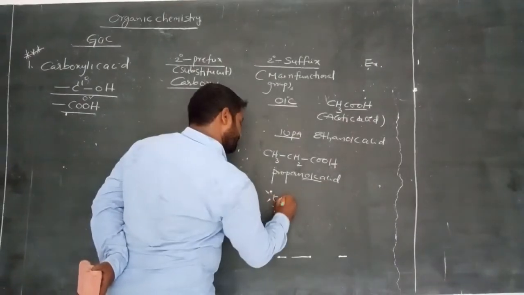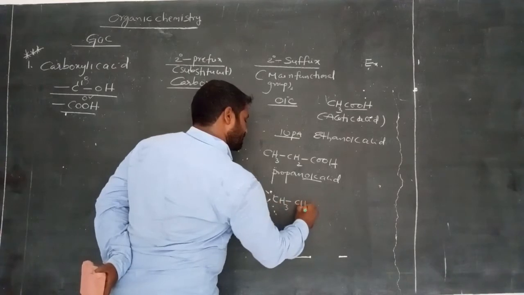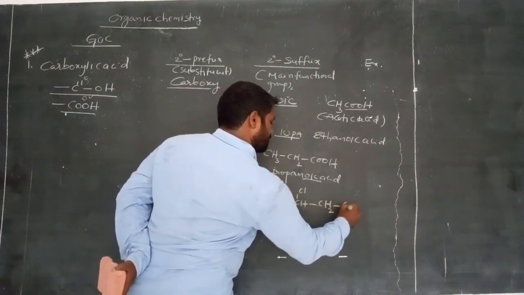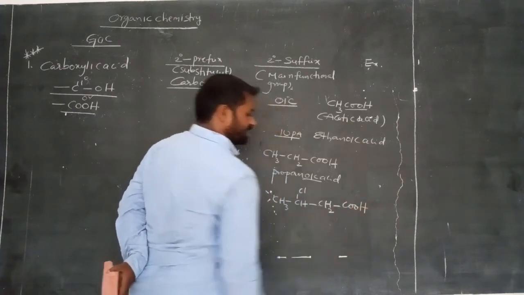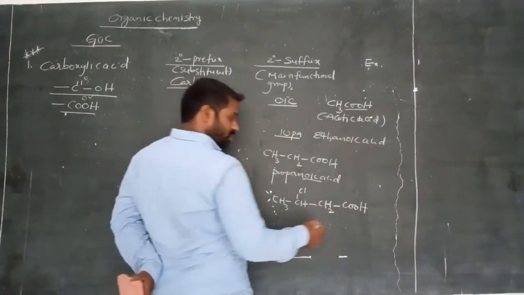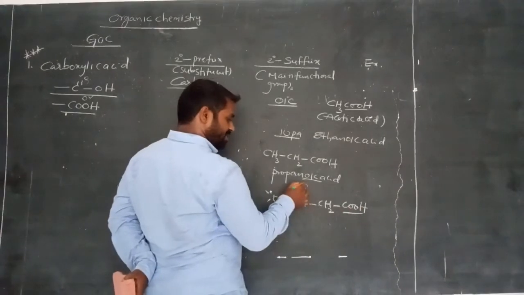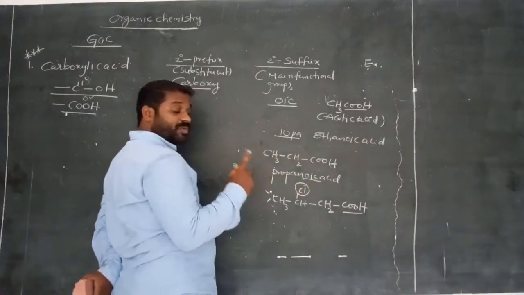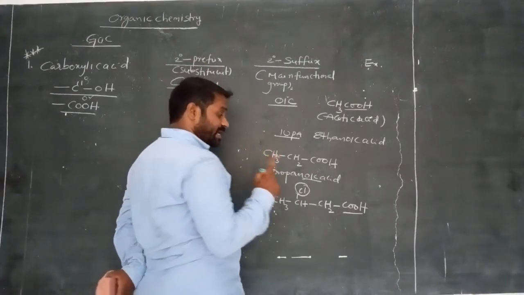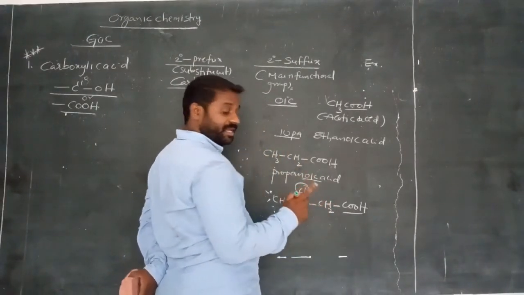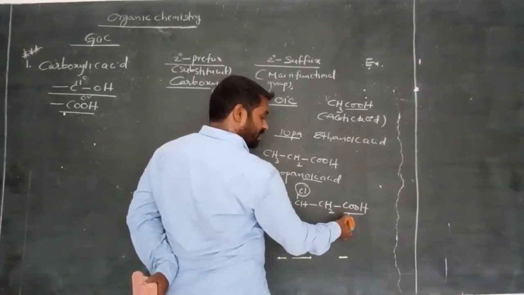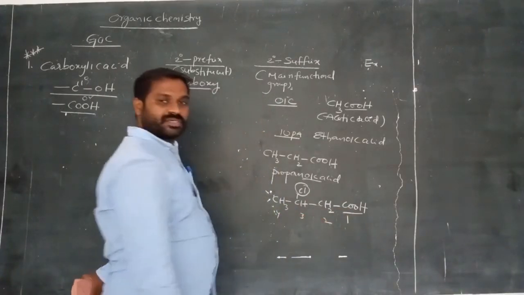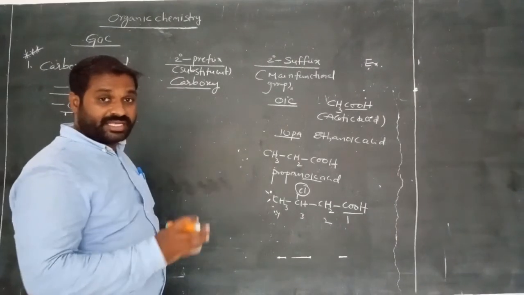What about this one? CH3CHClCH2COOH. Am I right? Here we have two groups. One is the COOH group, another one is chlorine, which acts as a substituent. So the first functional group carbon gets high priority in the case of numbering, so it gets the lowest number. So 1, 2, 3, 4. Okay, we know the order of how to write the IUPAC names.